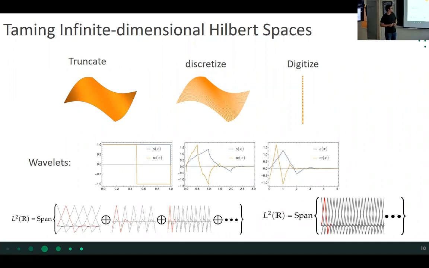We can also use scaling functions along with the wavelets, which are the shrunk versions of the wavelets. You can generate a multi-scale basis for the space of functions, and then you can use that as a way of transforming a continuum system to a countable system.